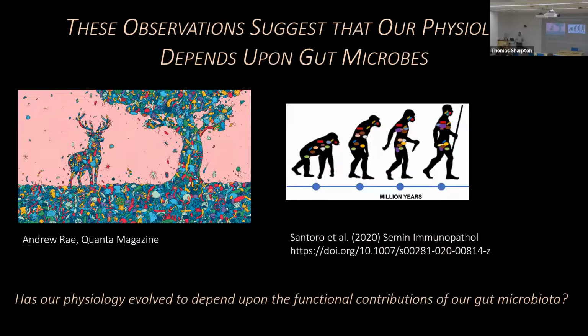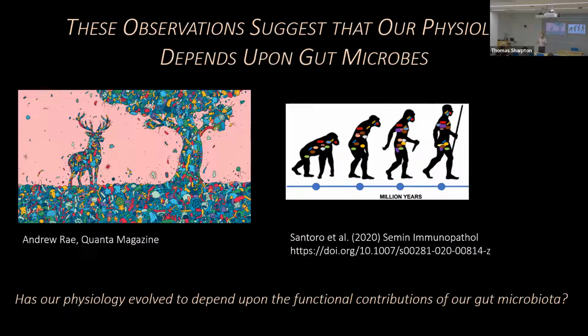Well, this is interesting to me to consider because what it suggests is possibly, just possibly, over evolutionary timescales, our ancestors evolved in a way that came to depend upon the functioning of their microbiomes. We don't know that for sure yet. I'll lay out some evidence today that suggests maybe that's true.